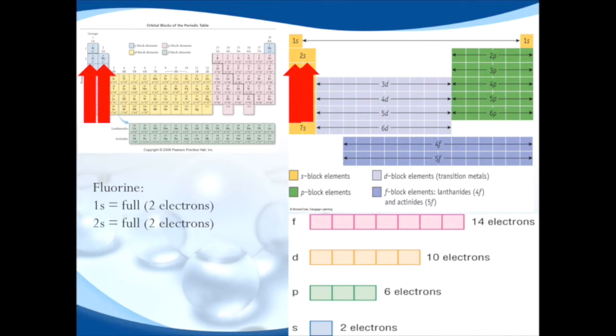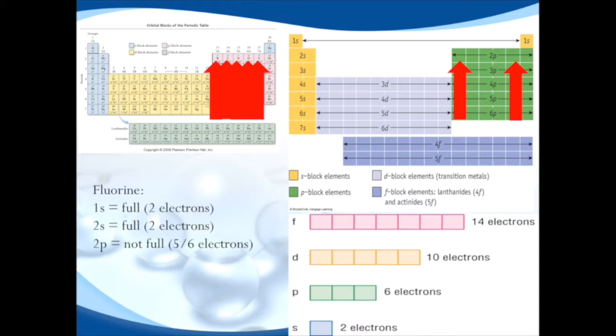Now if we move to the next side of the second energy level, or the green side, we find the orbitals p in the second energy level. Now we see that right before fluorine, we find boron, carbon, nitrogen, oxygen, and then fluorine, which means that out of 6 electrons that this orbital has in the second energy level, corresponding to boron, carbon, nitrogen, oxygen, fluorine, and neon, fluorine is before neon.